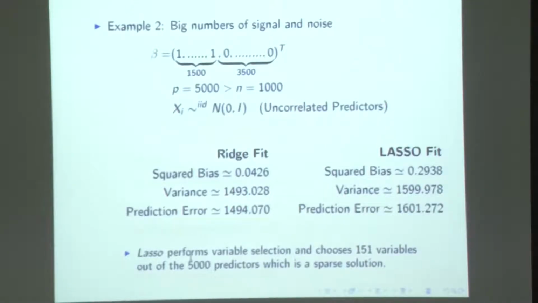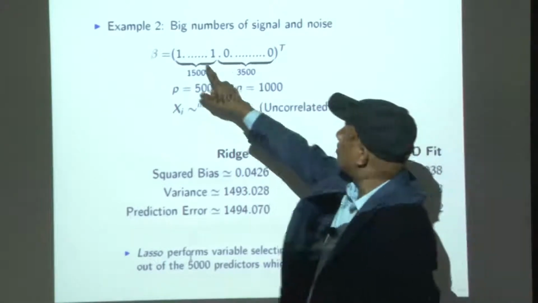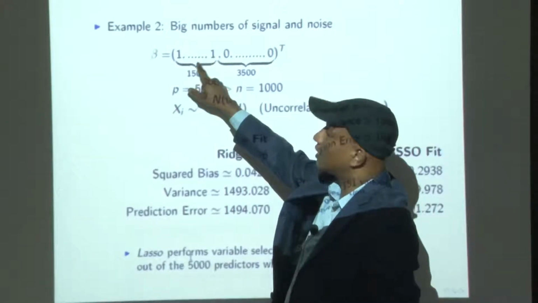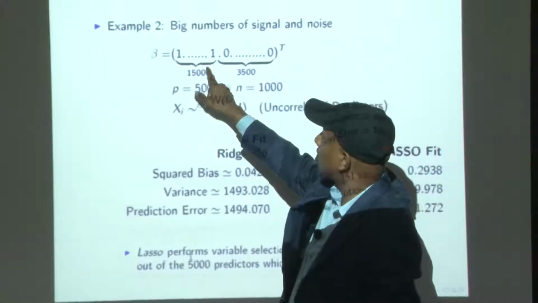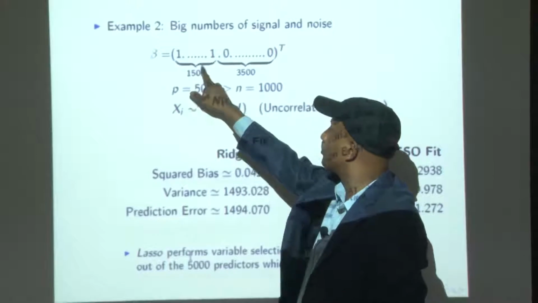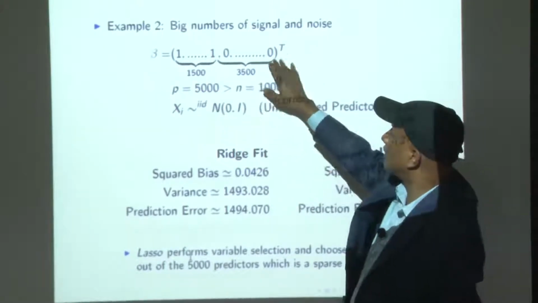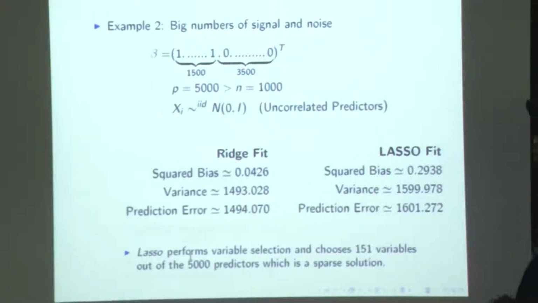So let's go to the bigger signal. Again, a large number of signals. Out of the 5,000, 1,500 instead of 15, it's 100 times more signals, and 3,500 zeros, and still p is bigger than n.